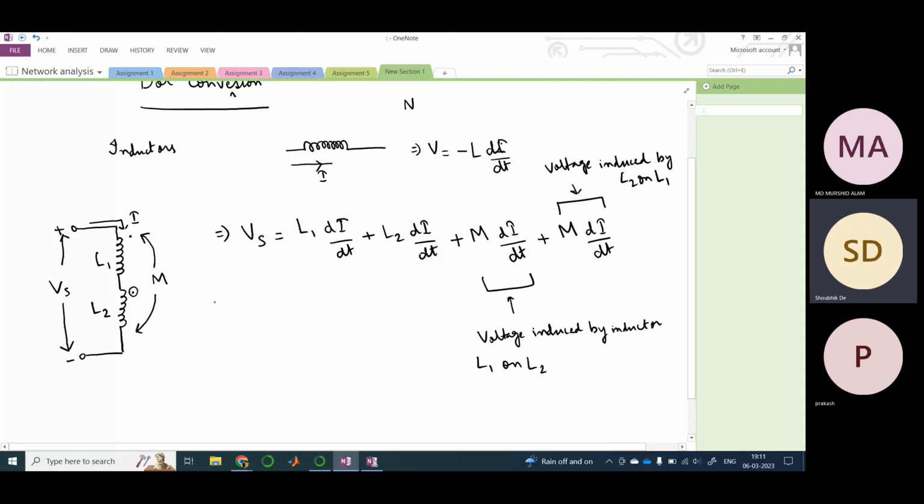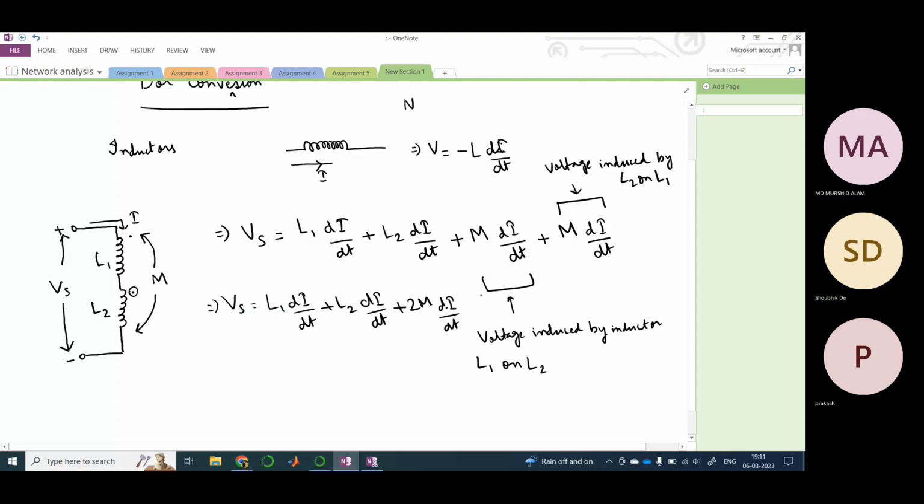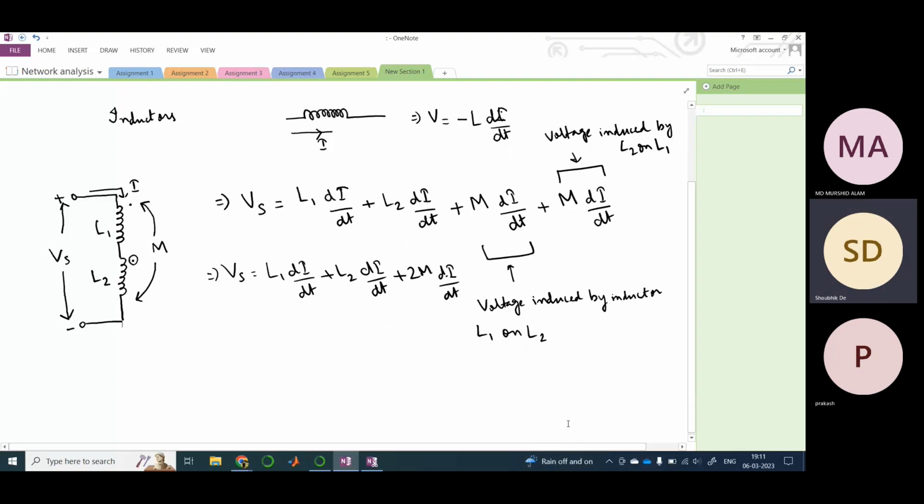So therefore, the equation would be something like this: L1 di/dt plus L2 di/dt plus 2M di/dt. So this is the basic equation or way to solve this. Now, in certain cases we would be given something else. Let's erase this and jot it down.